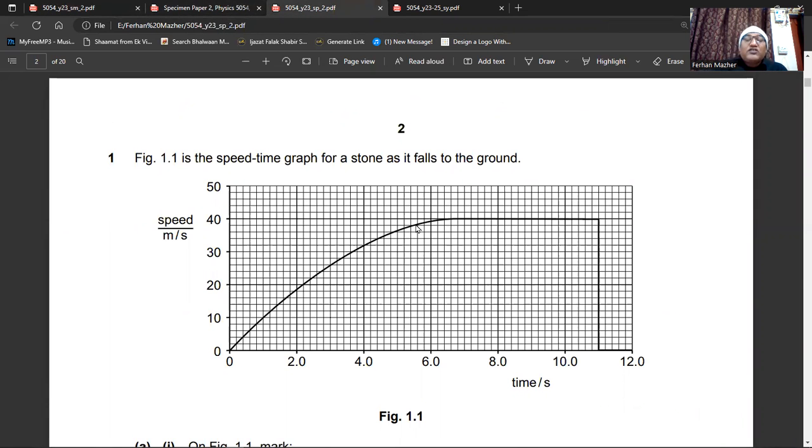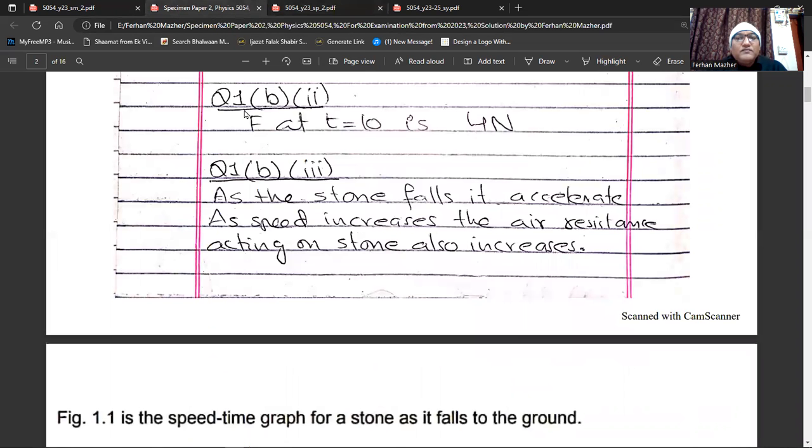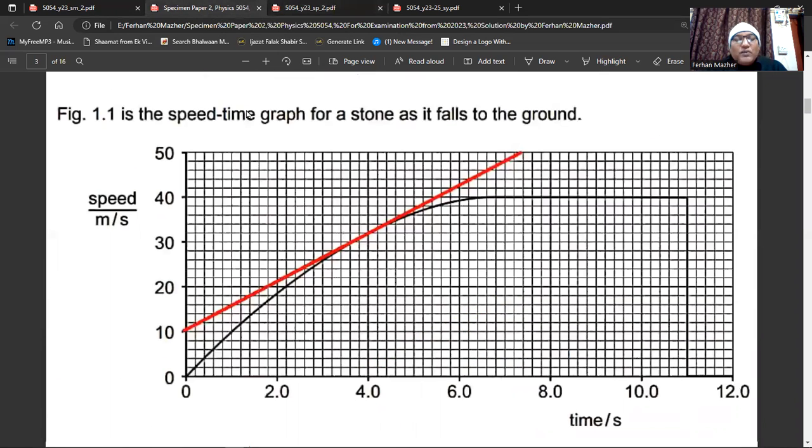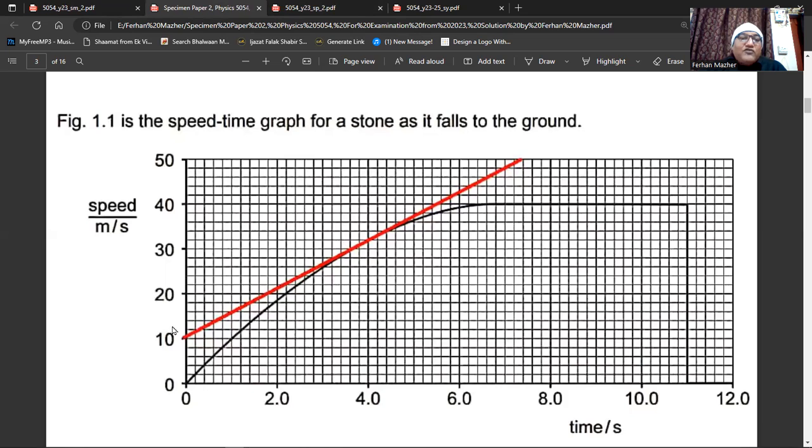And if you want to find out its gradient at 4 seconds, you will have to draw a tangent at 4. And then I will take 2 points on that tangent, and by using those 2 points, I will find the gradient of the tangent, and whatever will be the gradient of the tangent, that will be the gradient of the curve at 4 seconds. And the gradient of the speed time graph is equal to acceleration.